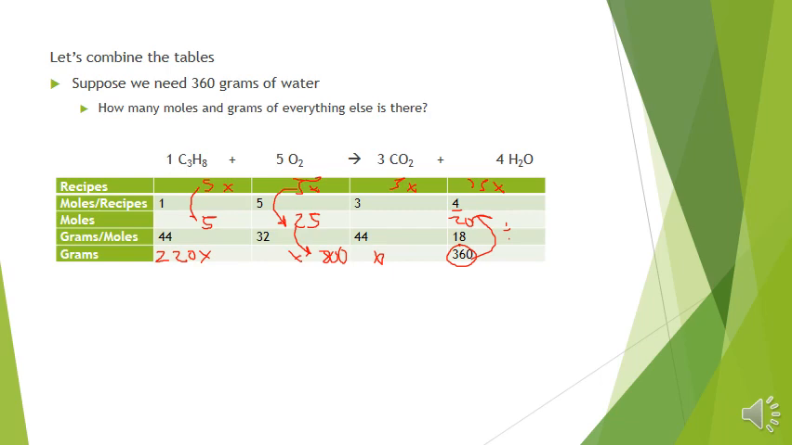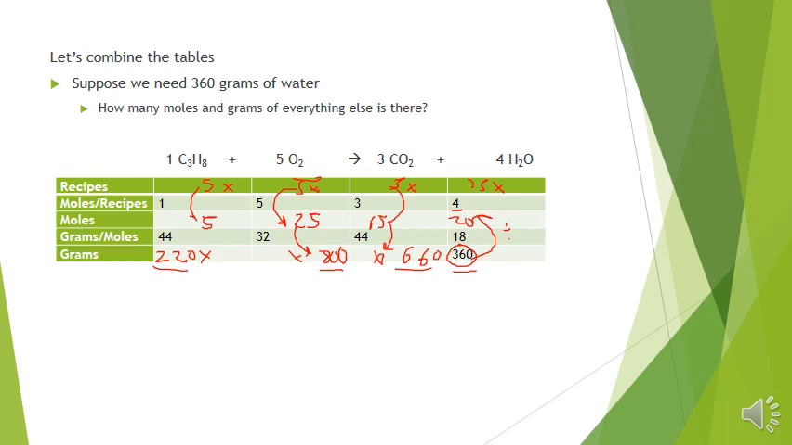Okay, then you have carbon dioxide. You do it 5 times, 5 times 3 is 15, and then do 15 times 44, 660 grams. Okay. All right. Now, to do this reaction, you need 220 grams of propane, 800 grams of oxygen, and that will yield 660 grams of carbon dioxide and 360 grams of water.